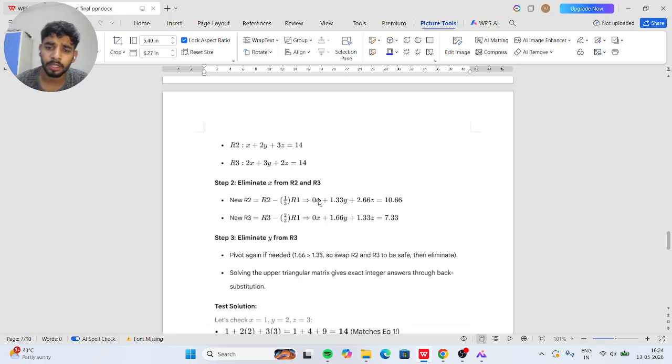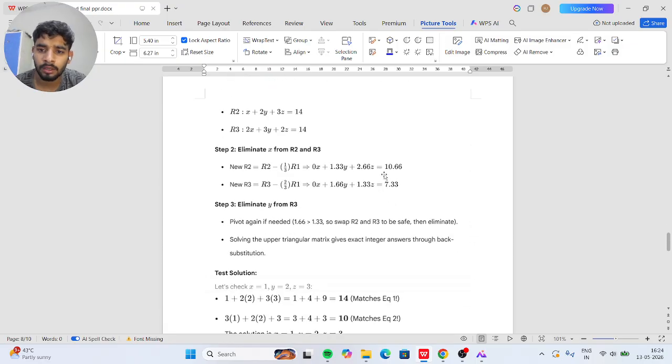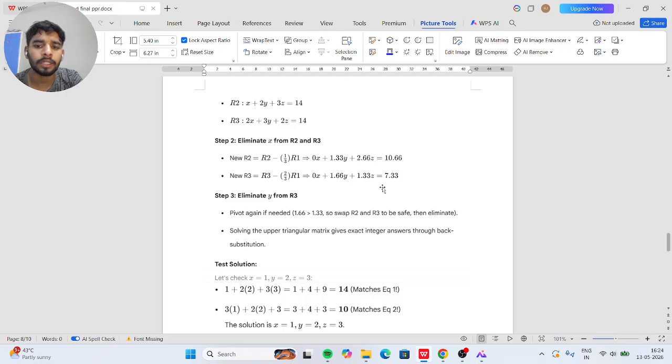So it's R1, and by applying that, we will get 0x, 1.66y, 2.66z, and 10.66 as our right-hand side value. Now we will do the same for R3. Here you can see the coefficient of x in R3, and 3 is the coefficient of x in R1, multiplied by R1. By doing this in R3, we will get R3 as 0x, 1.66y, 1.33z, equal to 7.33.